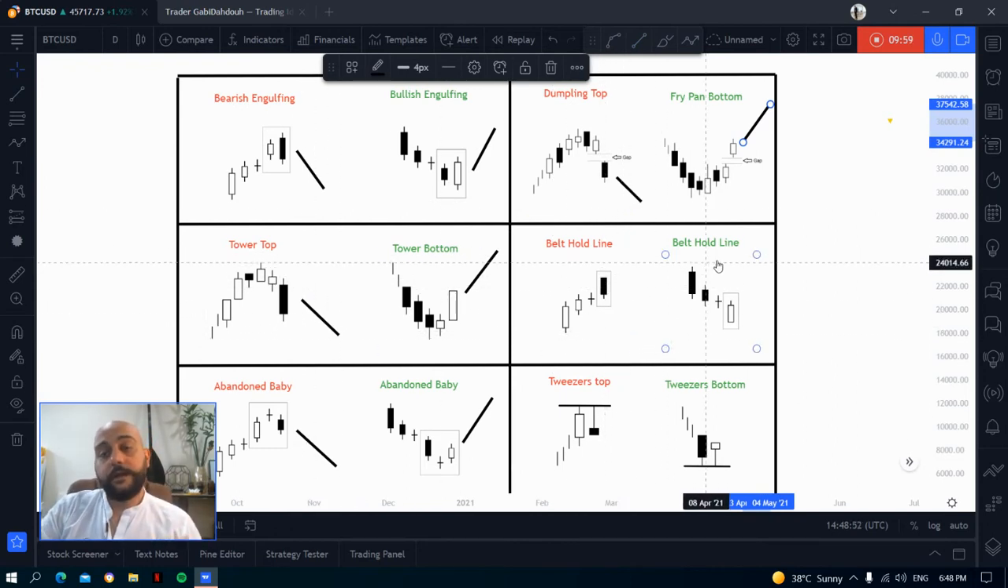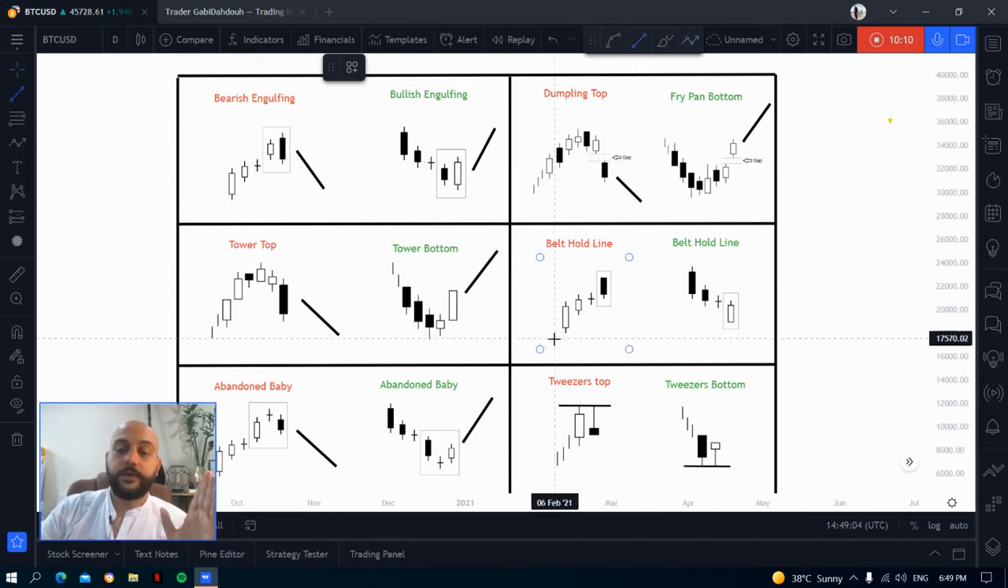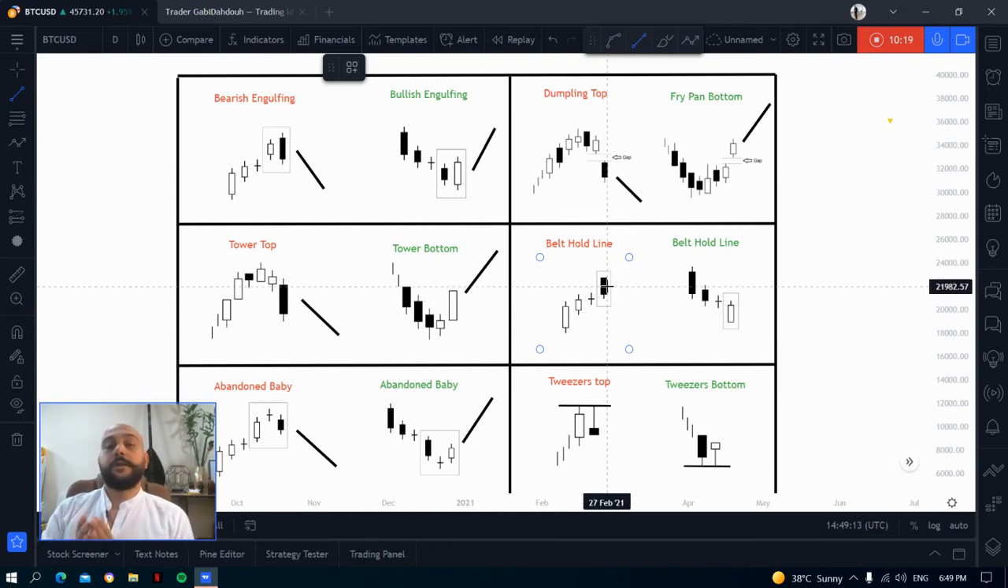Belt hold line has two different types. They have a bearish type and a bullish type, just like abandoned baby, the same naming, so it's not confusing. It's a 1-day pattern. So notice how we have an uptrend, okay? Then we have a single bearish candle, with only a wick at the bottom. So what does that mean? It means that the sellers have more power than the buyers, okay? Because, as we talked about the wick in our last video, the wick basically represents the range of the price that it reached in the day, but where it didn't close.